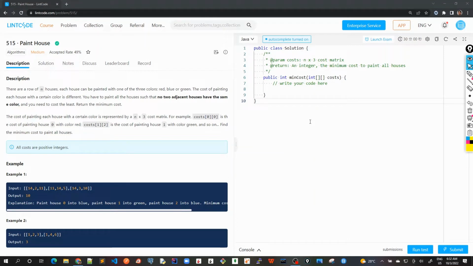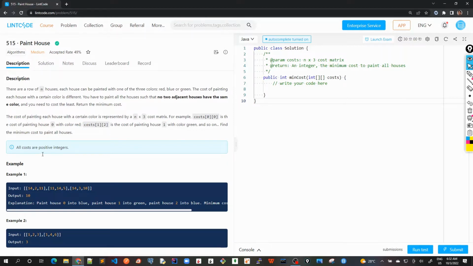Hello friends, today we will solve the 16th problem of our tutorial series on dynamic programming, which is Paint House. And we will solve this problem in LintCode because somehow this problem is presented in LeetCode only for the Premium account. So that's why I'm using LintCode. So let's go with the problem description.